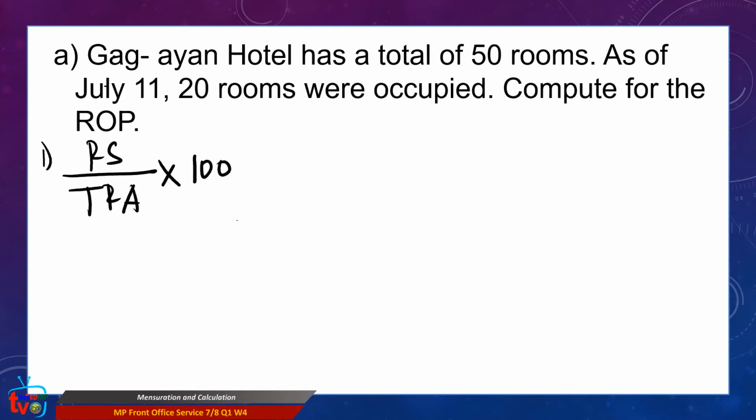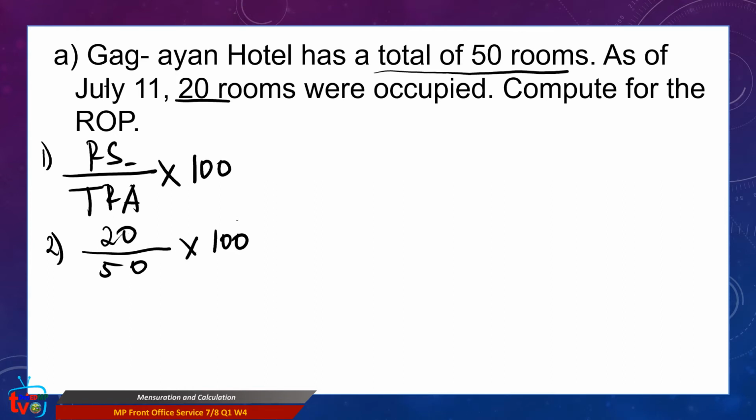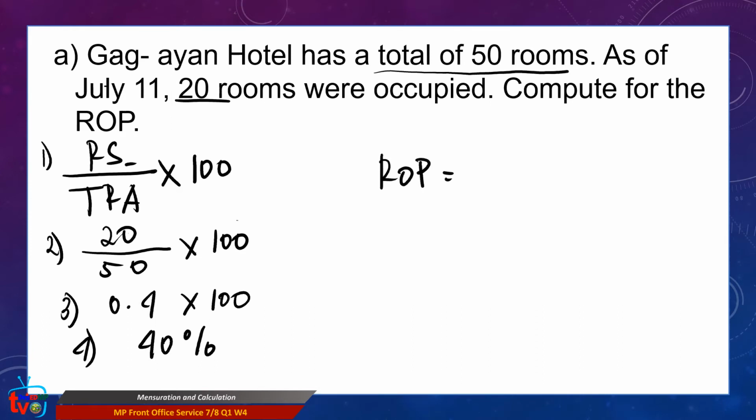So first, identify the number of rooms sold for July 11. That would be 20. Next, identify the total rooms available. Gagayan Hotel has a total of 50 rooms. Multiplied by 100. So, 20 divided by 50 is 0.4 times 100. So, 0.4 times 100 would be 40%. The room occupancy percentage of Gagayan Hotel for July 11 is 40%.